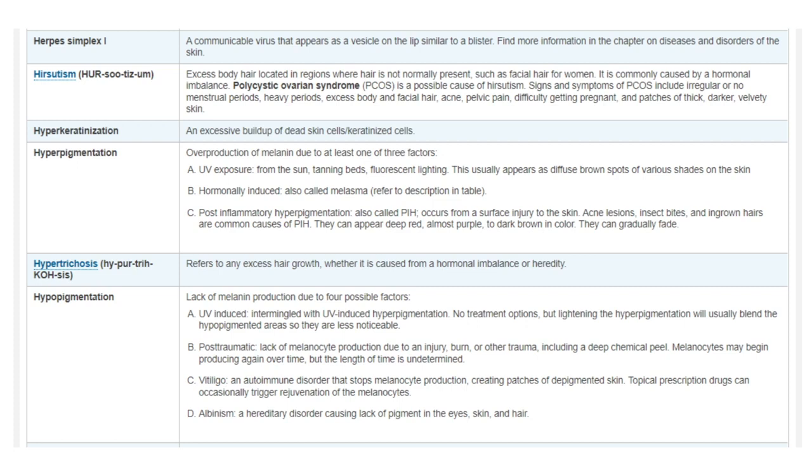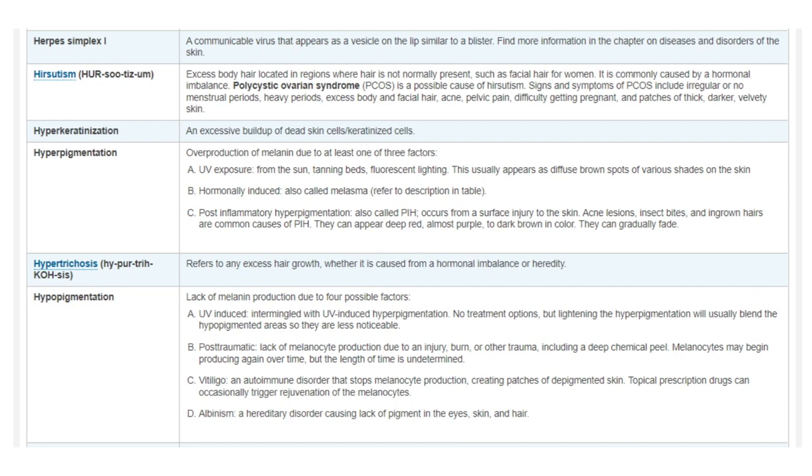Hyperkeratinization: an excessive buildup of dead skin cells, keratinized cells. Hyperpigmentation: overproduction of melanin due to at least one of three factors. UV exposure, from the sun, tanning beds, fluorescent lighting. This usually appears as diffuse brown spots of various shades on the skin. Hormonally induced, also called melasma, refer to description in table.